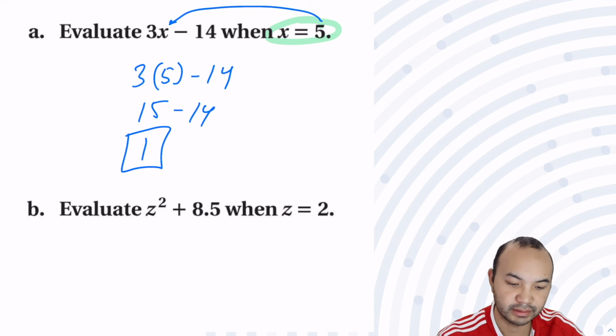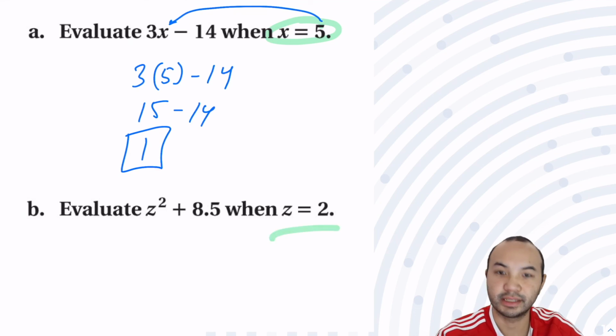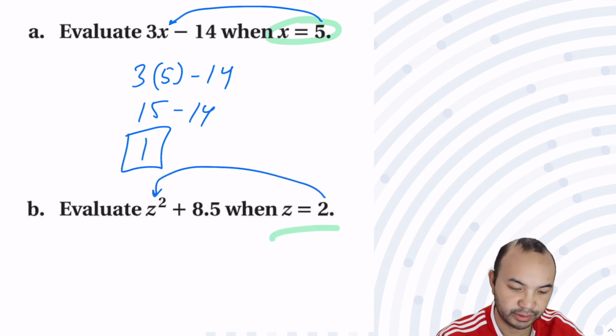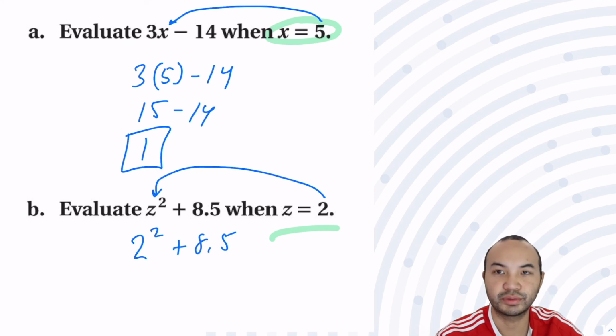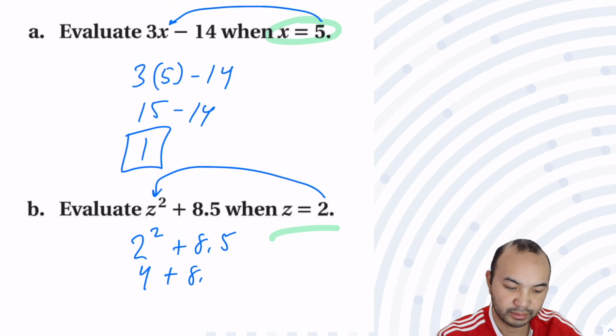Same thing here, right? This is z equals 2. You put the 2 over there, and you rewrite it. 2 squared plus 8.5. So 2 squared is 4 plus 8.5, and then that gives you 12.5.